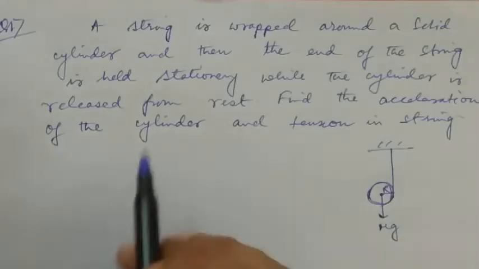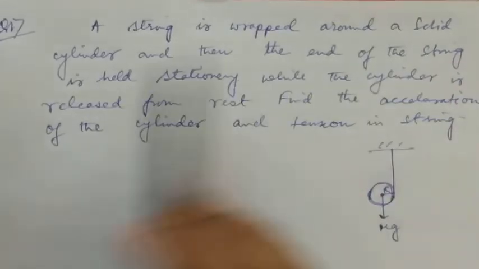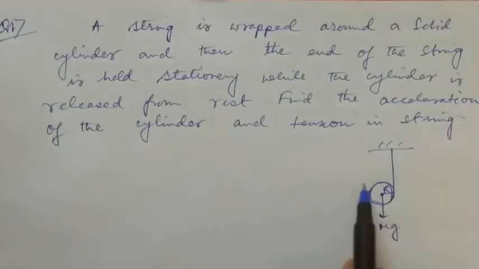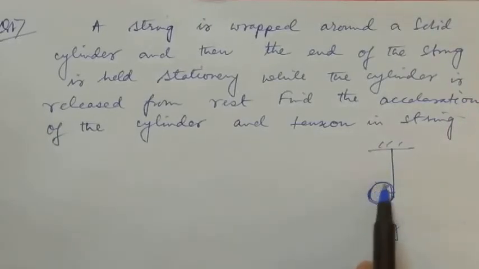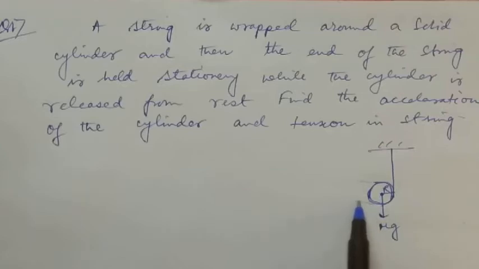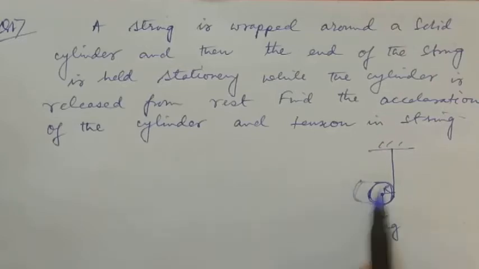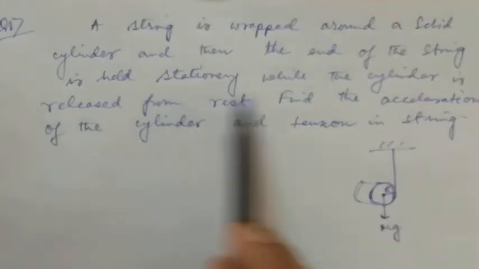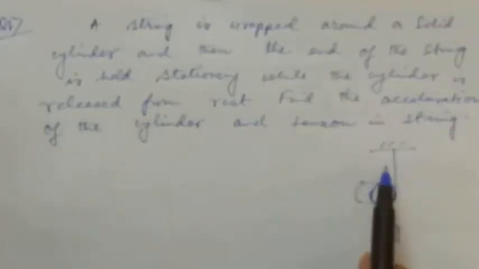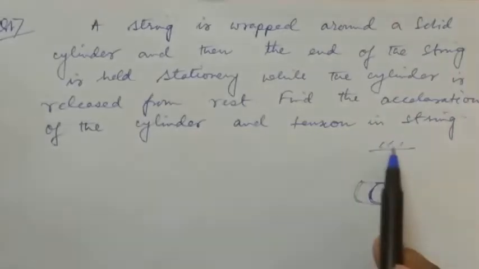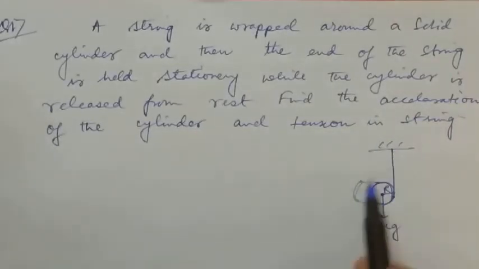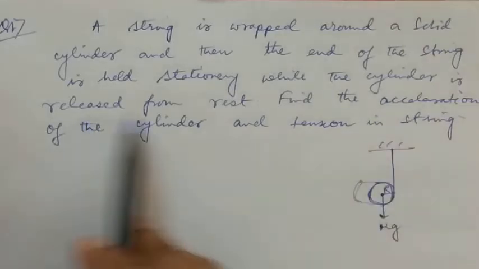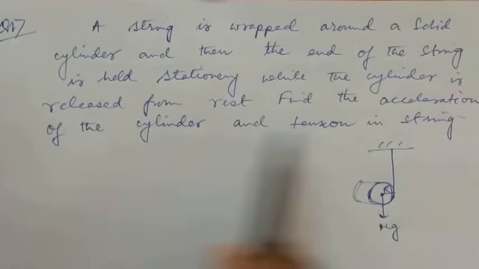To understand this concept, we take a simple example. A string is wrapped around a solid cylinder. This is a cylinder. The cylinder is a two-dimensional figure, if you can draw the cylinder like this. The end of the string is held stationary while the cylinder is released from rest. So the cylinder at first was here, now the string was released, so the cylinder falls downwards. Find the acceleration of the cylinder and tension in the string.